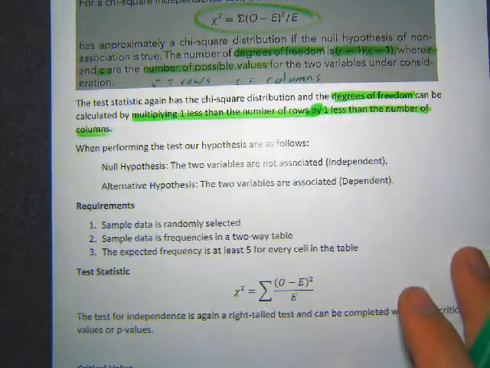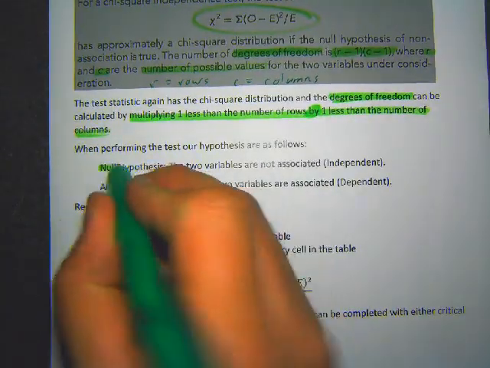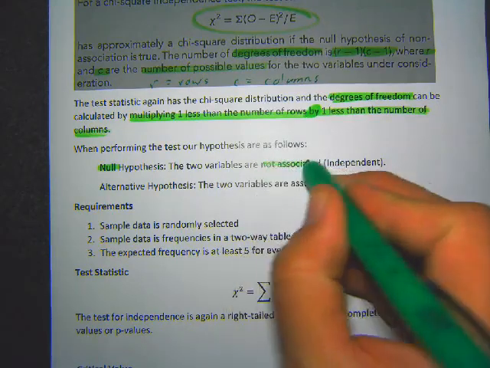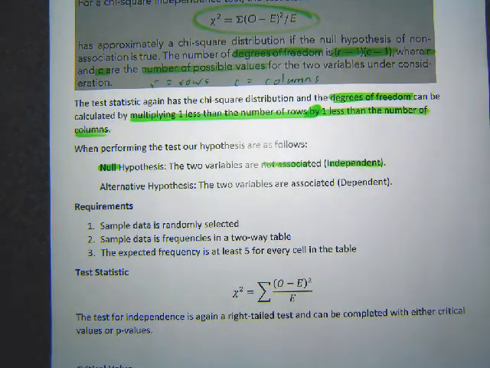Okay, when you do this test, the null hypothesis, so null is always they're not associated, or we would say they are independent. So there's really no connection between the two.